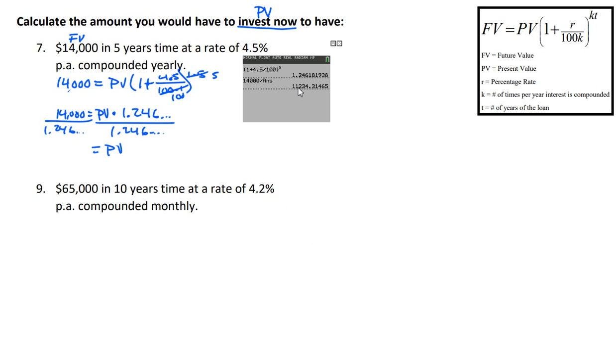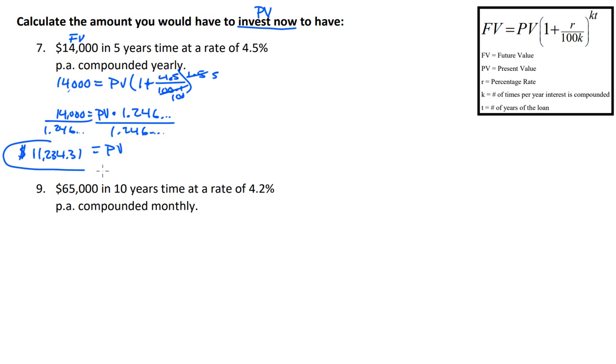It's telling us that we've got to invest $11,234.31. So in order to end up with $14,000 in 5 years, you've got to invest $11,234.31 now to get that.